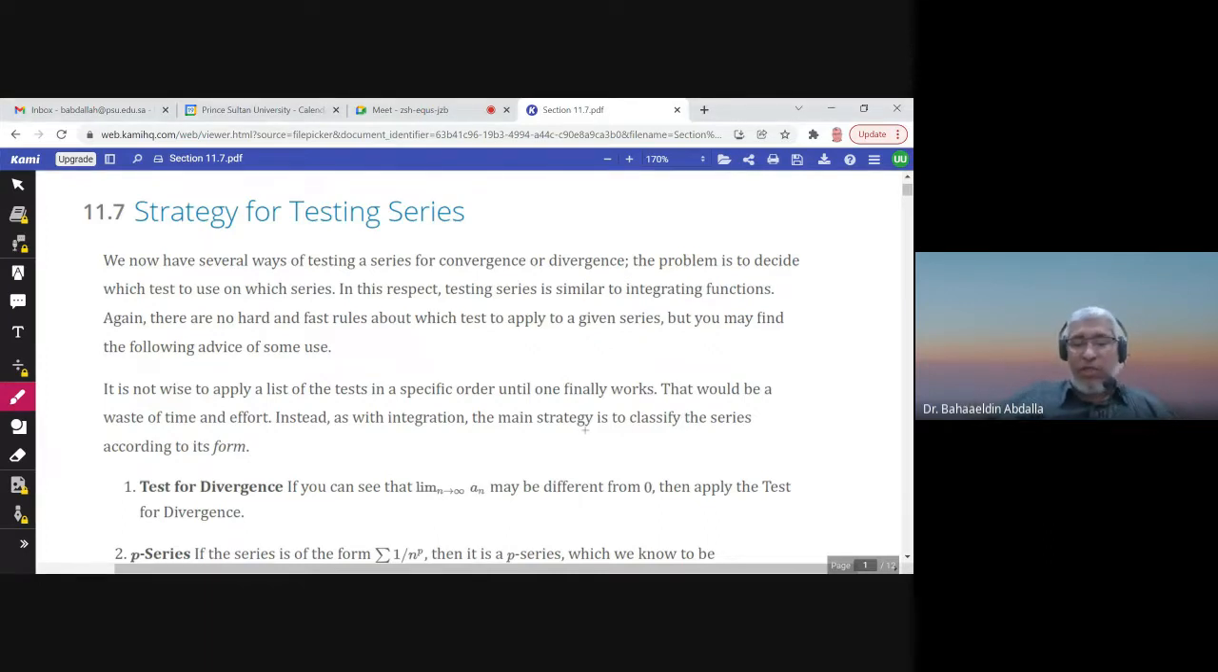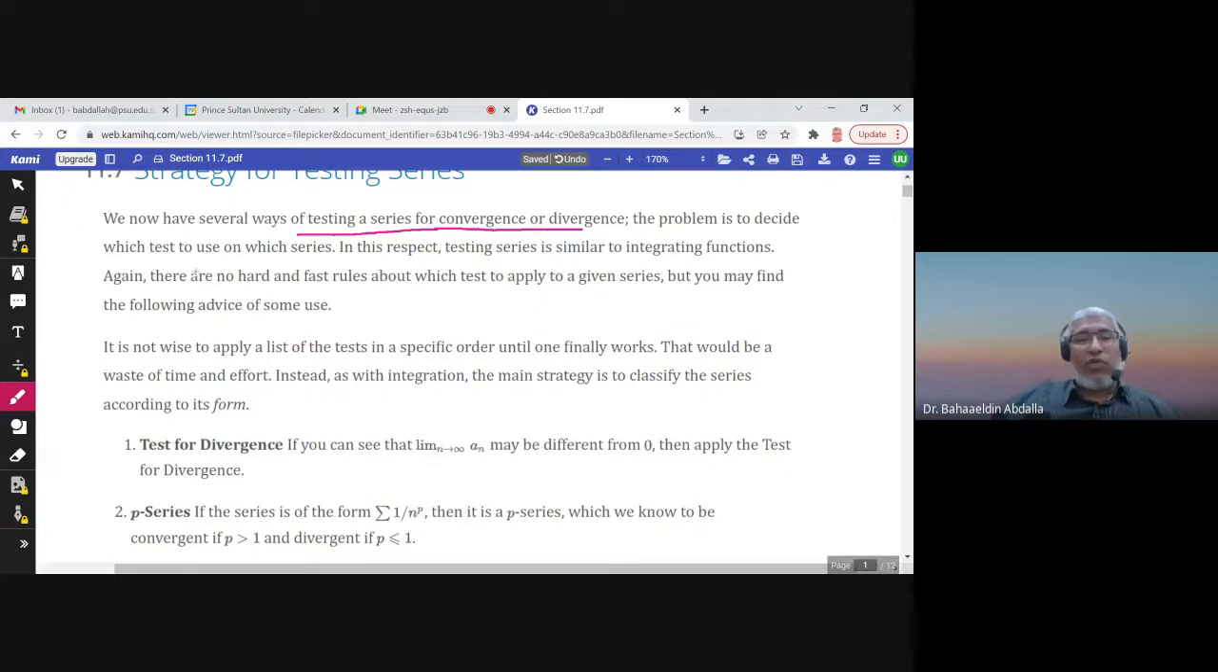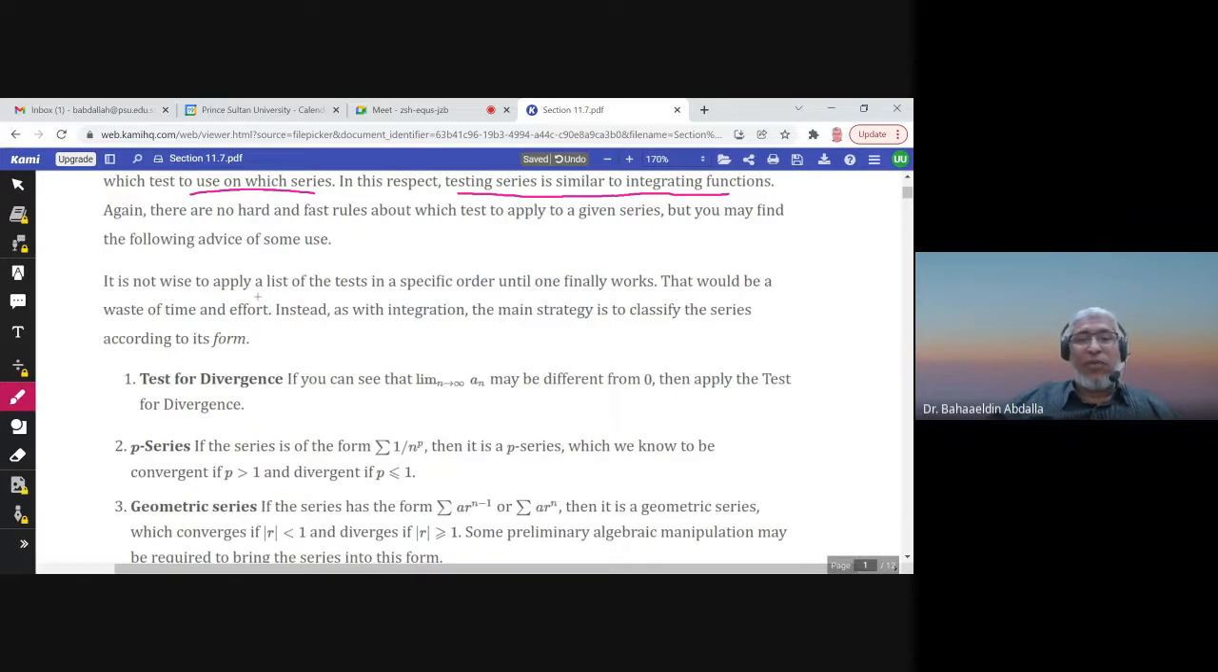This is section 11.7 and it's about strategy for testing series. So we studied series in the previous sections from 11.2 to 11.6 and we had a lot of tests for convergence or divergence. And the problem is to decide which test to use on which series. So testing series is similar to integrating functions. There are no hard and fast rules about which test to apply to a given series, but maybe if you follow these steps, it will help you.